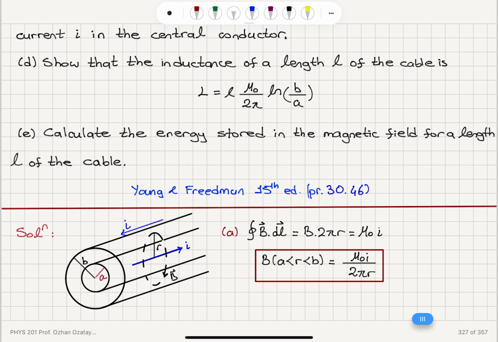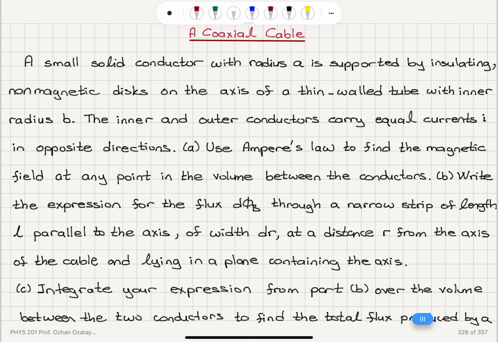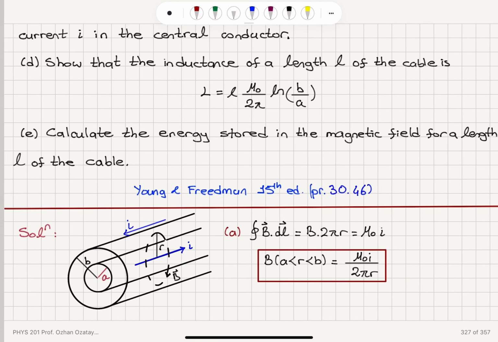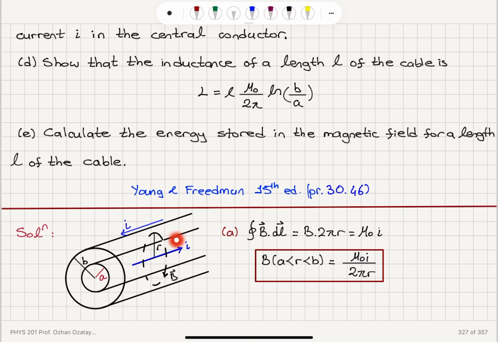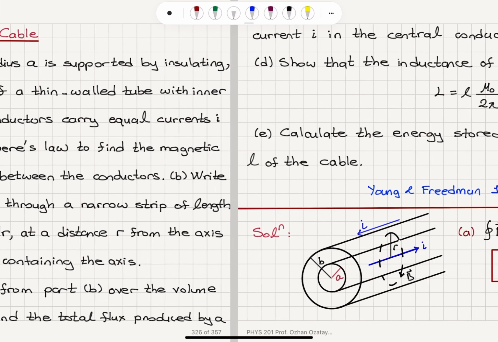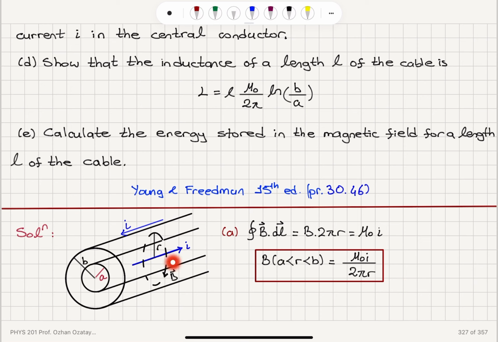Okay, so in this problem we have a conductor that is insulated inside, on the axis of a thin walled tube with inner radius b, and it's insulated from the outer conductor. These two conductors carry currents in opposite directions, but because the current through this Amperian loop is only this current I, this one doesn't make any difference. Only outside, if we take another Amperian loop, the two currents would give us a net enclosed current equal to 0. Okay, so first we use Ampere's law to find the magnetic field between the two conductors.